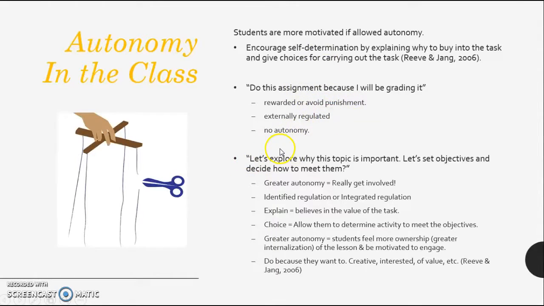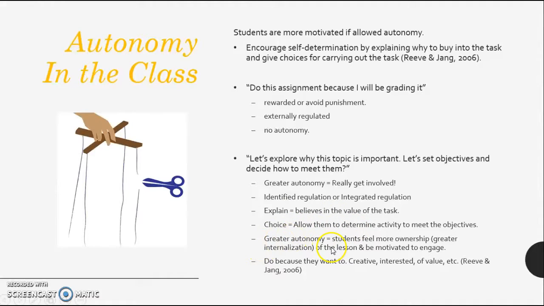Now, if you say instead, let's explore why this topic is important, let's set objectives, and let's decide how to meet them, there's a lot more autonomy there. And students will get more involved according to the self-determination theory. So this is identified regulation when the student buys into the topic, why it's important, and integrated regulation when they can decide what activities to engage in. So you're going to want to explain the value of a task as well as give them some choice.